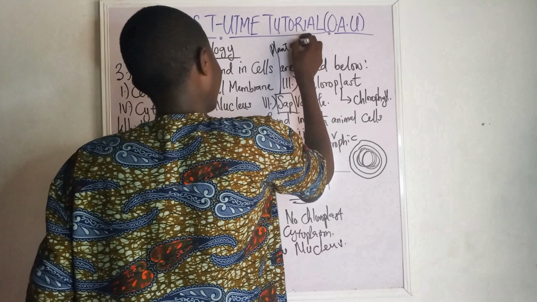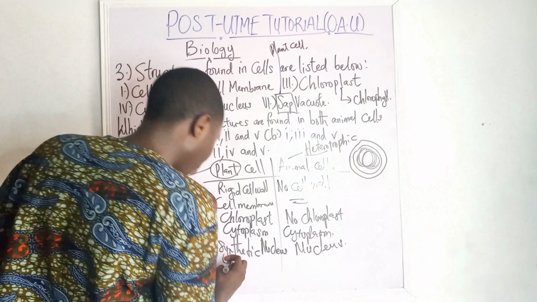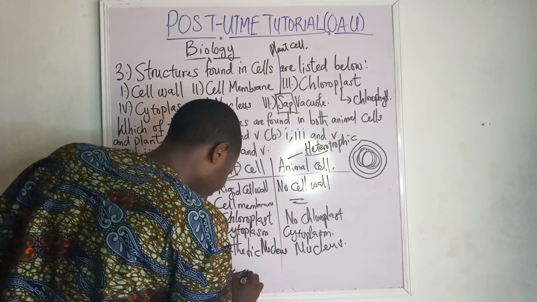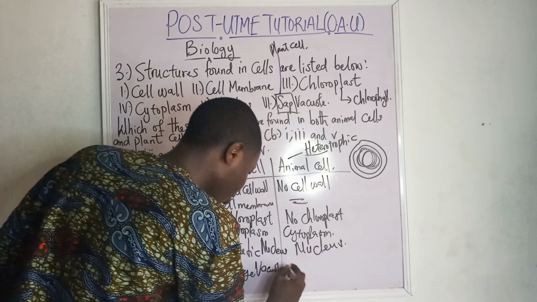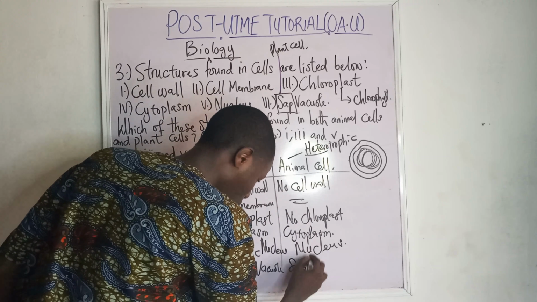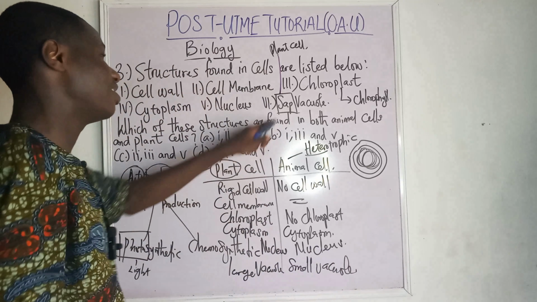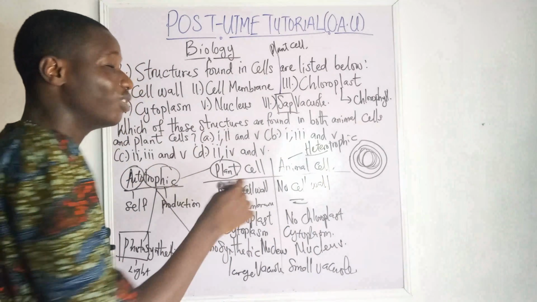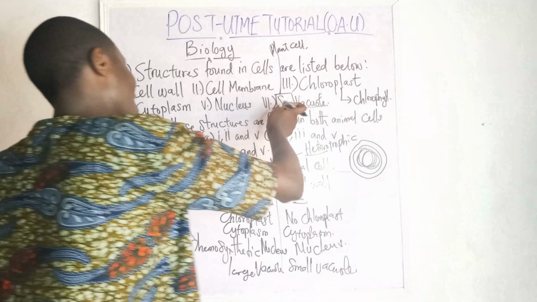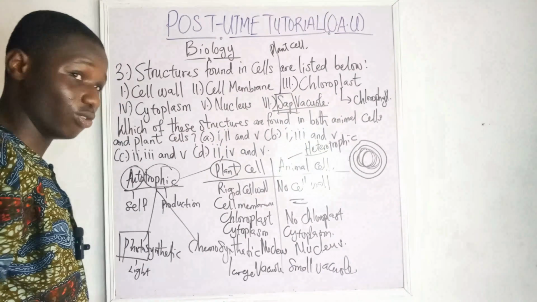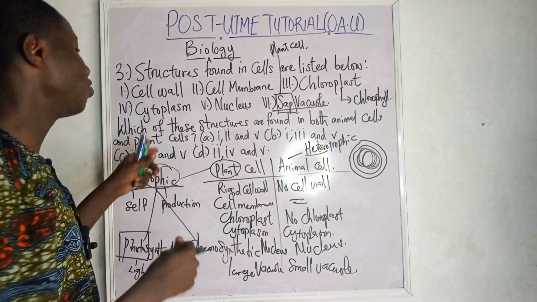But normally, the difference between plant cell and animal cell is that the plant cell has a large vacuole, while the animal cell has a small vacuole. But the question here is telling us sap vacuole, and I already told you that it has to do with plant cell. So because of that, that vacuole is not found in the animal cell. So now let's look at the answers.